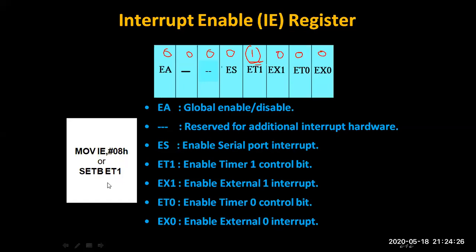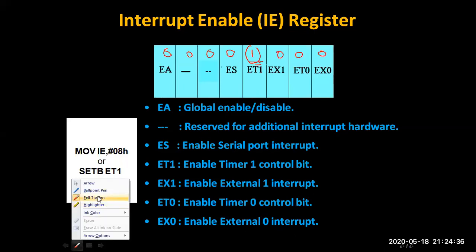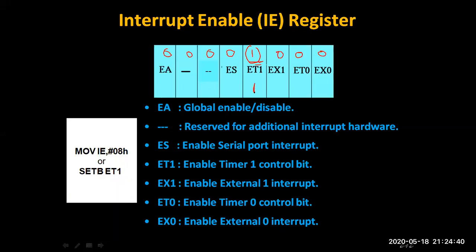Setb ET1, or you can use setb ET1. So these are bit addressable, so you can make the individual bit 1. You can set this individual bit as 1. So like this you can enable any of the interrupts.